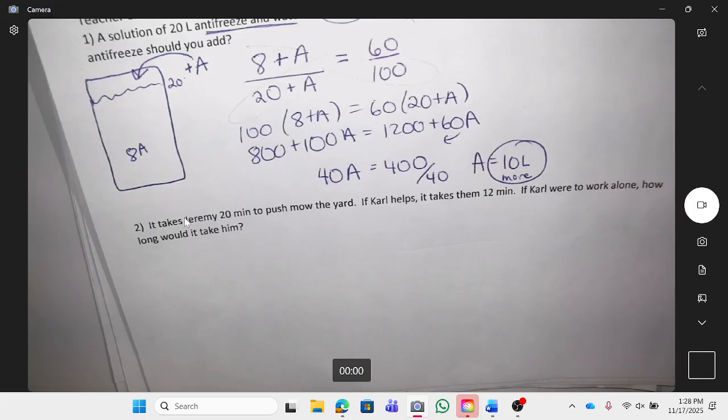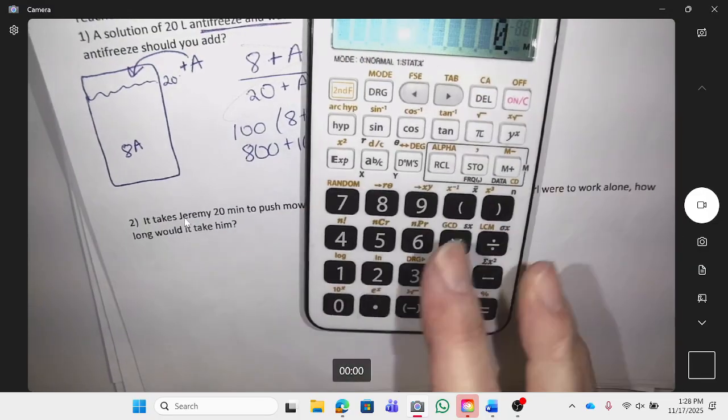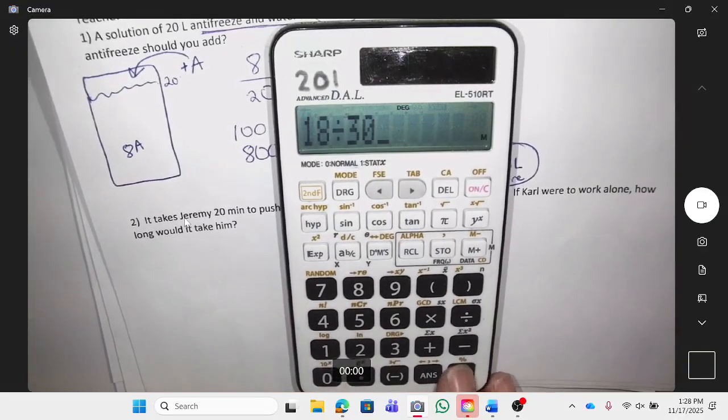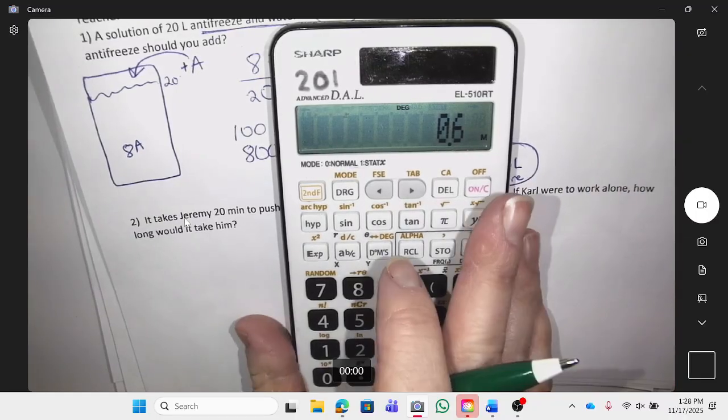So tell me this. What would we have of antifreeze altogether now? How many liters? 18. And how much fluid do I have altogether now also? 30. Let's try. 18 out of 30 is 0.6, 60%.